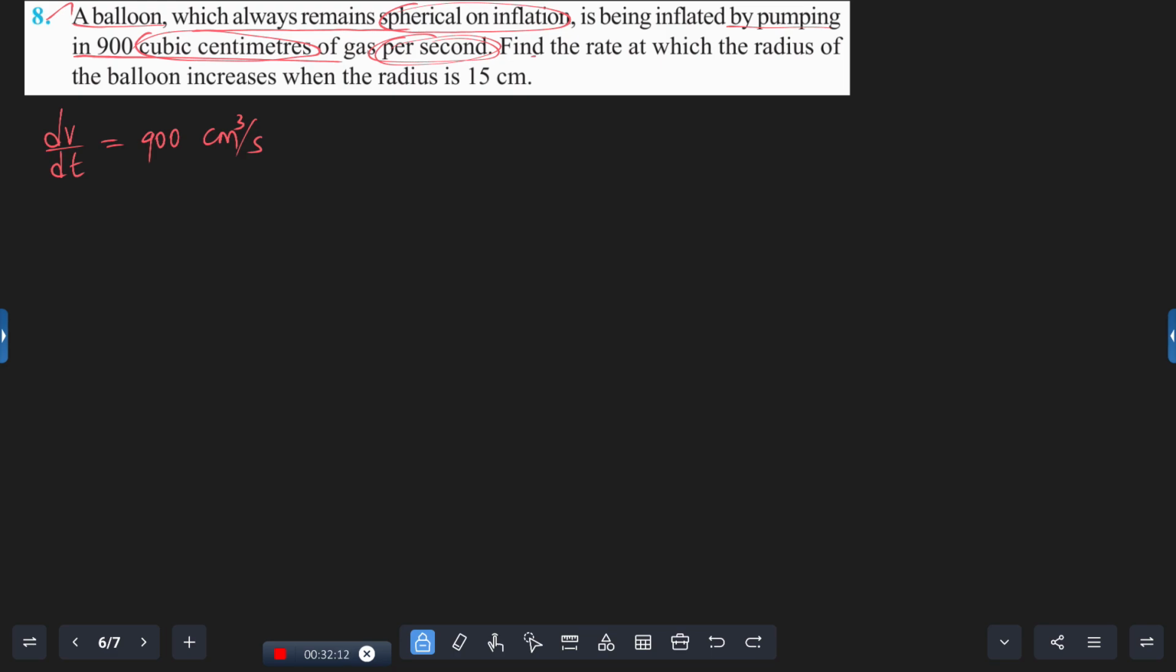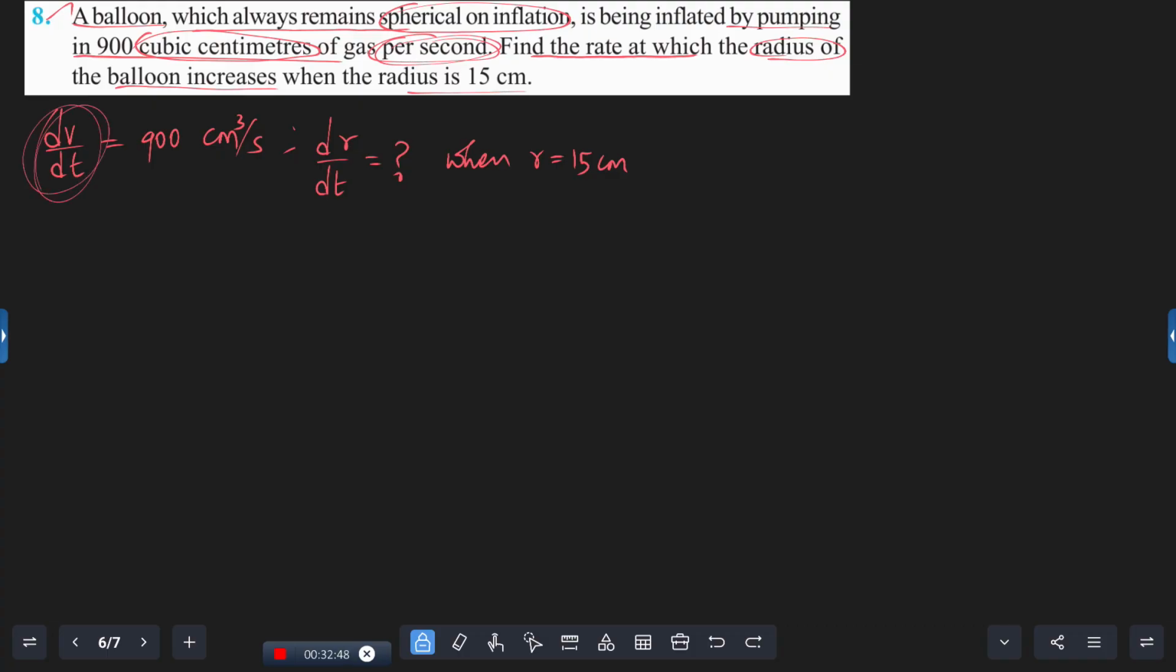Next, find the rate at which the radius of the balloon increases. So we have to find dr by dt. When? When r equals 15. When the radius equals 15 centimeter, find dr by dt. Did you understand the question first? Is it okay?